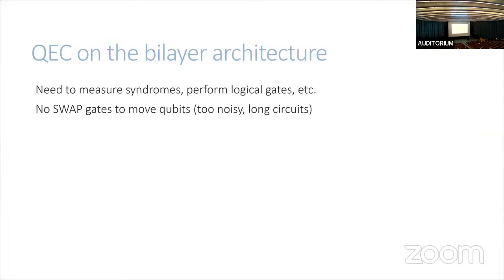So how exactly are we going to do QEC on the bilayer architecture? We need to measure syndromes, we need to perform logical gates, et cetera, everything with the QEC code. But we don't really want to use swap gates to move qubits around. If we don't do some special extra steps like we saw before, we're going to incur too much overhead because the swap gates incur a lot of noise and the circuits are pretty deep.